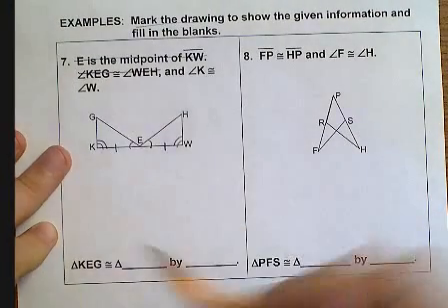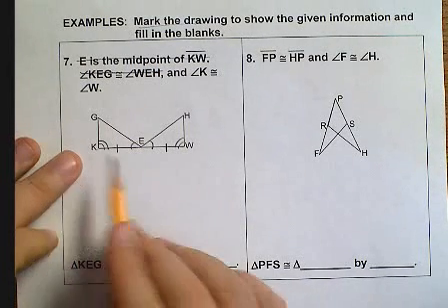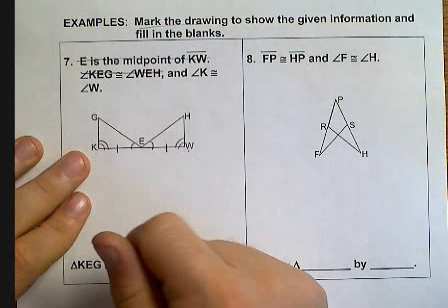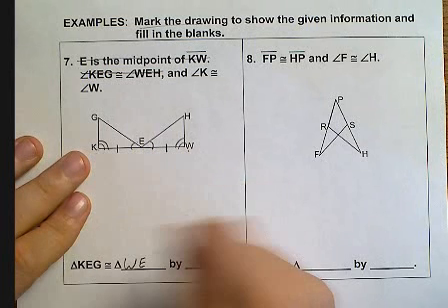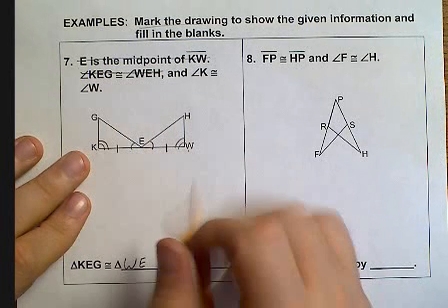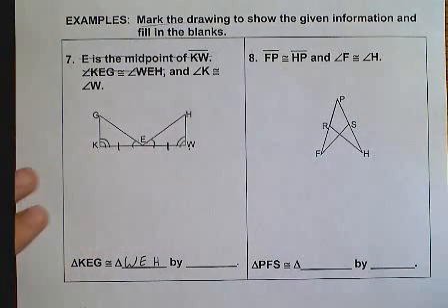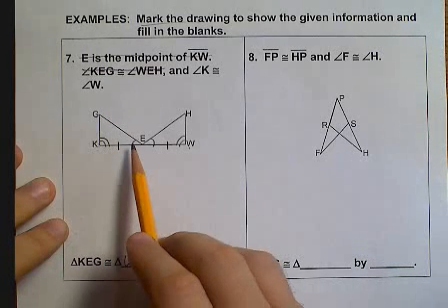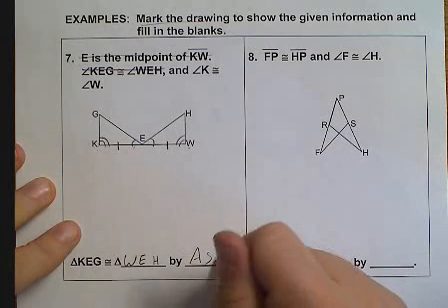They give us the first one, KEG. We need to come up with a second one. Well, K had the double lines. W's got the double lines. E has the single. G has none. H has none. So we're talking WEH. And by what method? Well, angle, side, and an angle. A side included between 2 angles. Angle, side, angle.